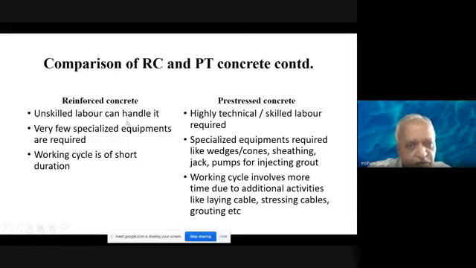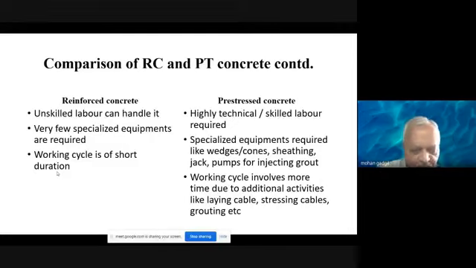Very specialized equipment is not required in a reinforced concrete structure, maybe only a mixer and a vibrator and so on. While in the case of pre-stressed concrete, specialized equipment is required, like the hardware for wedges or the cones. Then you have the sheathing pipe which holds the cables. You have the jack for stressing the cable, pumps for injecting grout inside the sheathing, and so on and so forth. And the last point is that the working cycle is of short duration as far as reinforced concrete is concerned. That is, you lay the reinforcement, pour the concrete, and then you start curing.